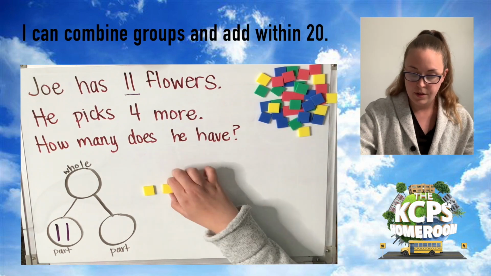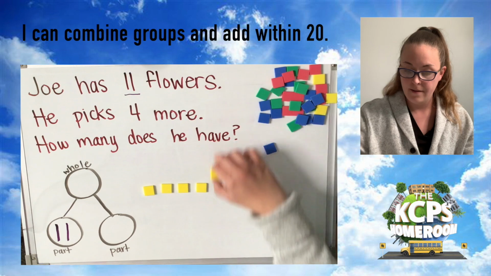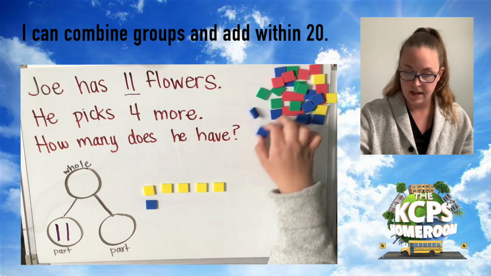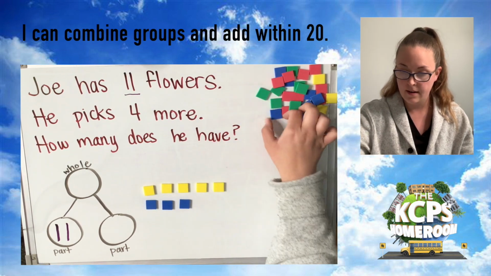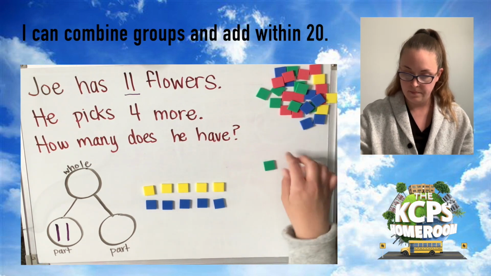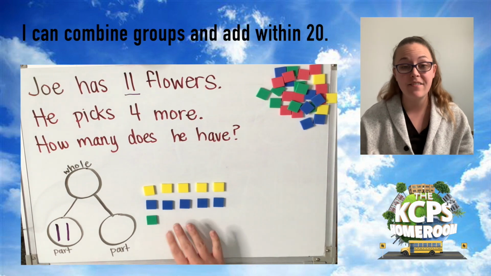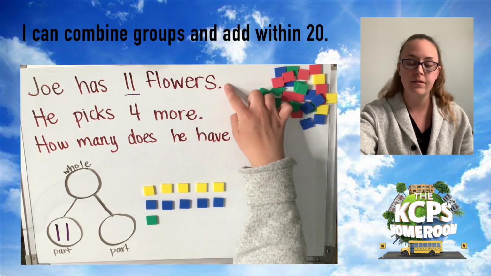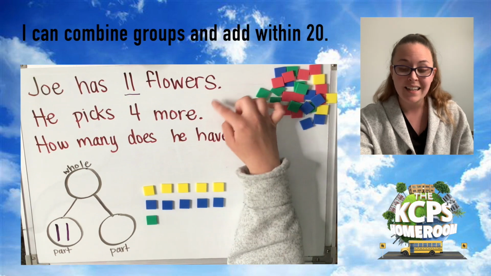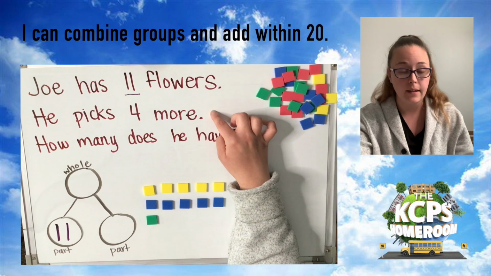1, 2, 3, 4, 5, 6, 7, 8, 9, 10, 11. Great job! That's 11 counters, which represents the 11 flowers that Joe has. Next, we have to model this second sentence. So let's read it again.